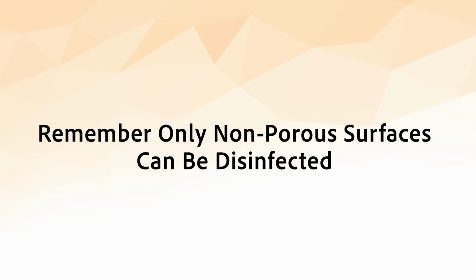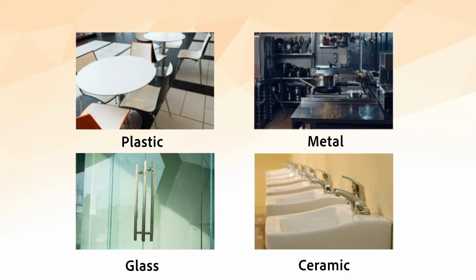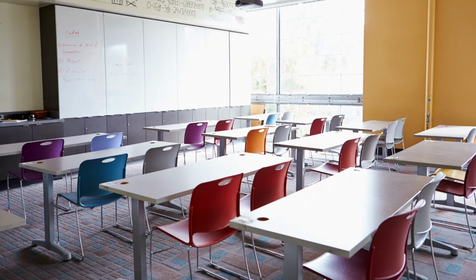It is also important to remember that only non-porous surfaces can be disinfected. A non-porous surface is a material that does not absorb moisture, such as plastic, metal, glass, or ceramic. Examples of non-porous surfaces include objects like tables, desks, and chairs.